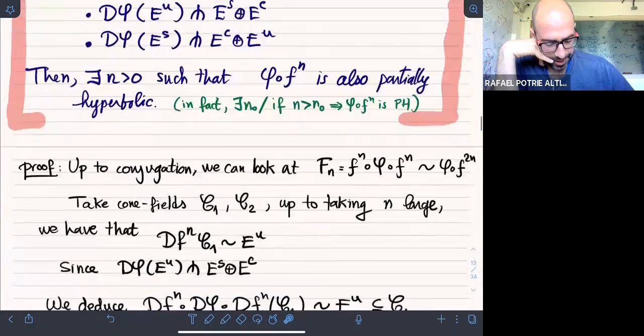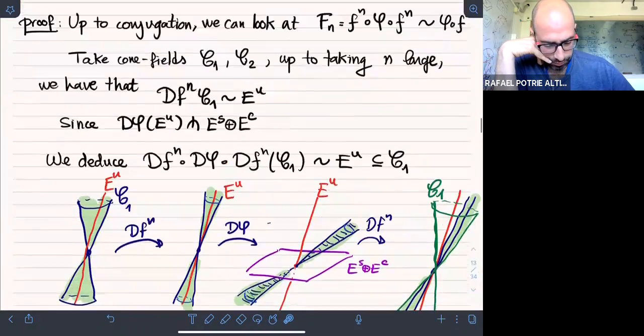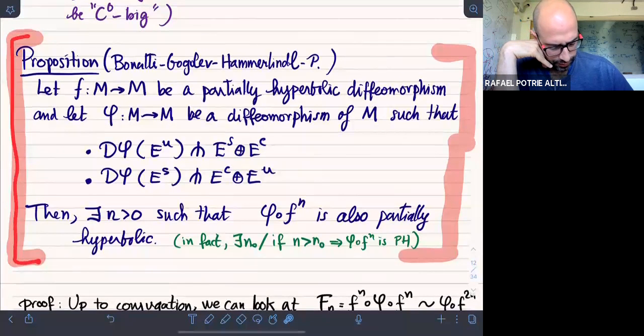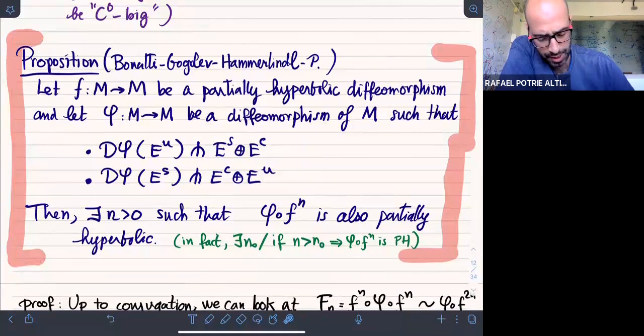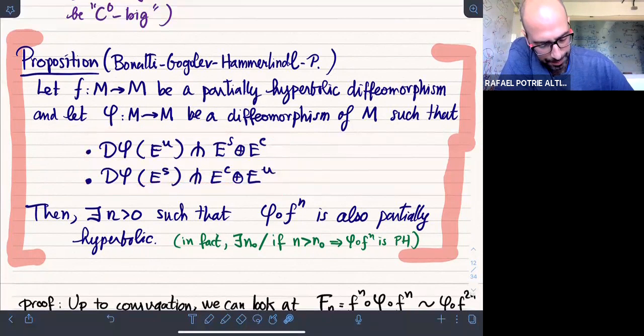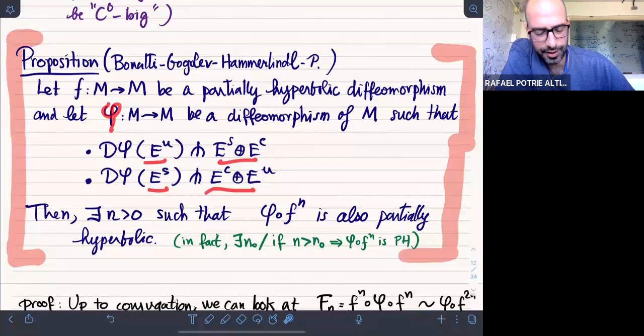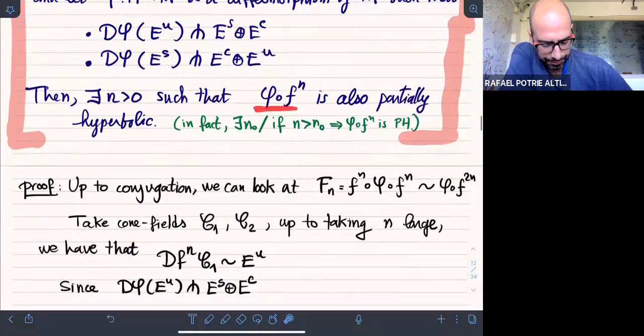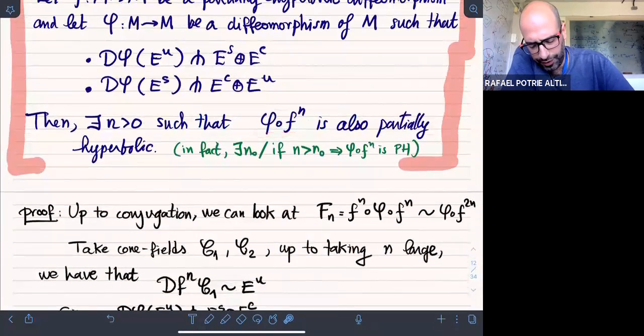And so let me explain the proof of this. This is the statement I want to show. If you have a partially hyperbolic diffeomorphism f, and a map phi which respects the transversality of the bundles, then for a large iterate, phi composed with f to the n is also partially hyperbolic. And it's very convenient to work with this.